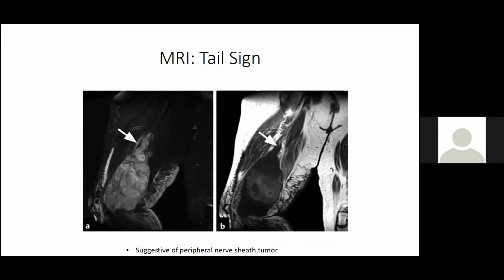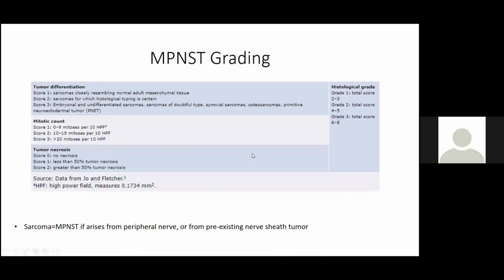This is another picture of the tail sign. This can point you in the direction of a peripheral nerve sheath tumor. The grading system, at least at one point, incorporates the level of the tumor differentiation, the mitotic count, and the amount of tumor necrosis. And it's important to keep in mind that a sarcoma is a malignant peripheral nerve sheath tumor only if it arises from a peripheral nerve or from a pre-existing nerve sheath tumor. Otherwise, it's just like a sarcoma.